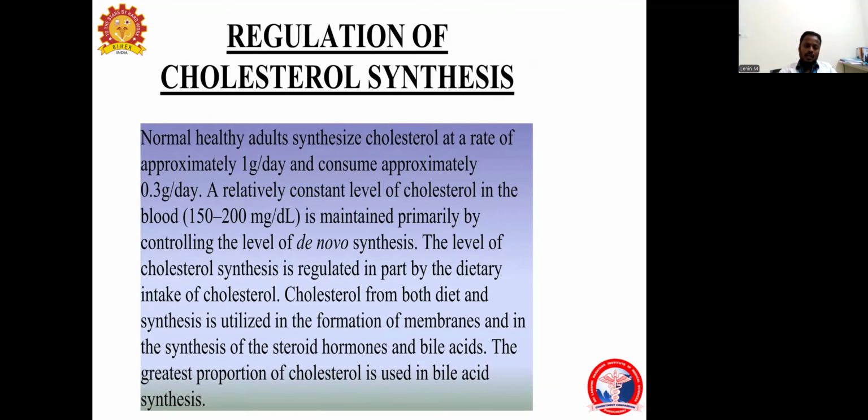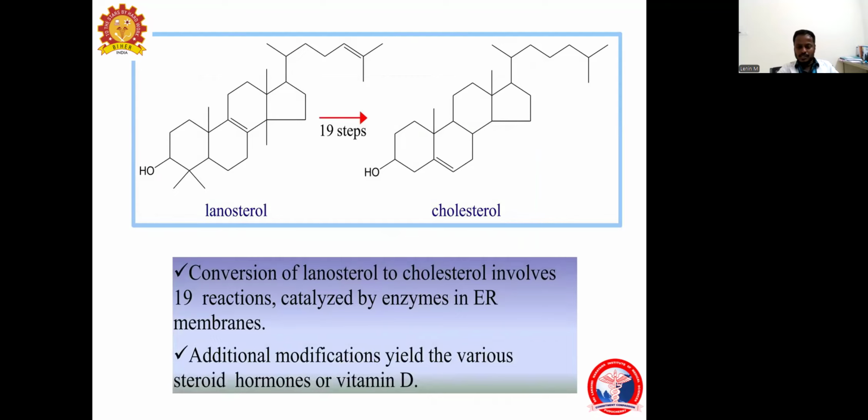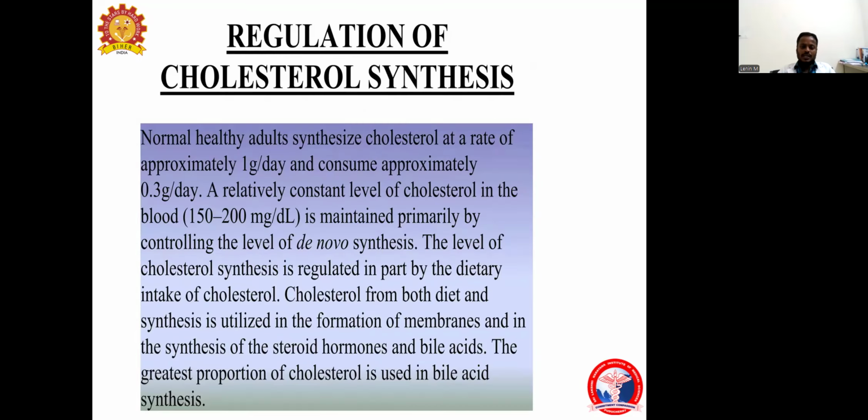So this is the metabolism of cholesterol in a summary way and an easy way to remember it. Now let's move on to the regulation of cholesterol biosynthesis. A healthy adult normally synthesizes cholesterol at a rate of approximately 1 gram per day and consumes approximately 0.3 gram per day, and a relatively constant level of cholesterol in the blood, 150 to 200 mg per dl, is maintained primarily by controlling the level of de novo synthesis.